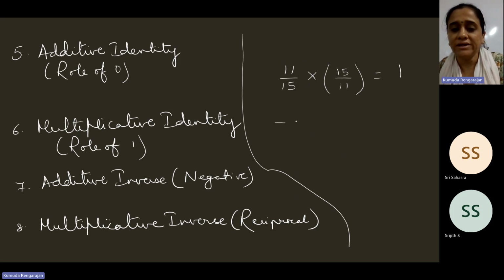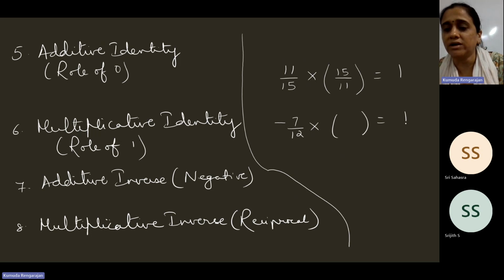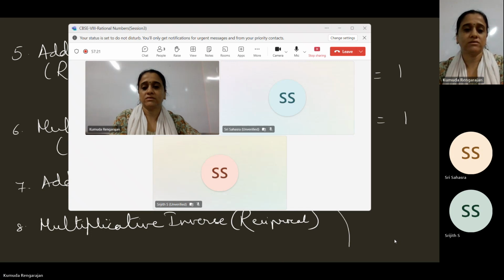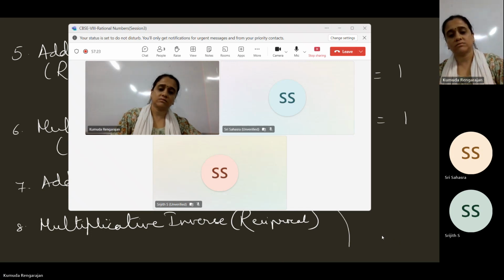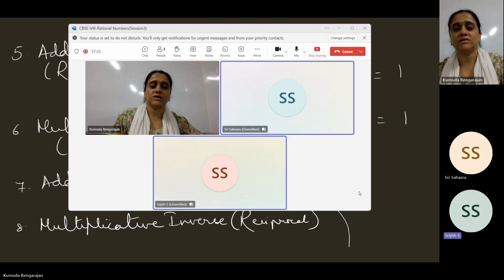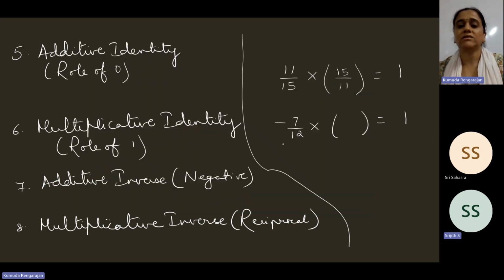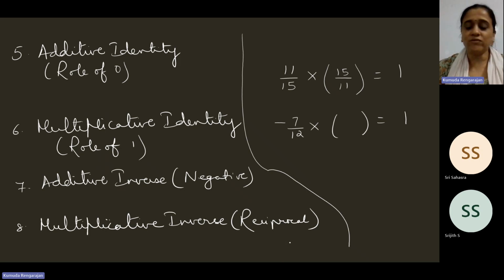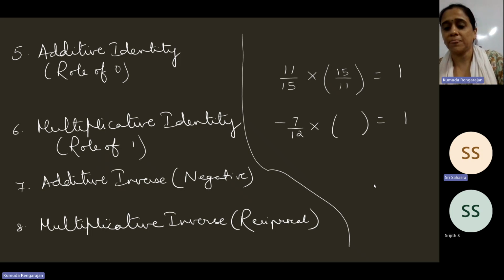Minus 7 by 12 into what will give the product as 1? Sahasran, Srijit? Ma'am? Yes, ma'am. I just want to check. You're following, right, all of you? Both of you? Yes, ma'am. Okay.